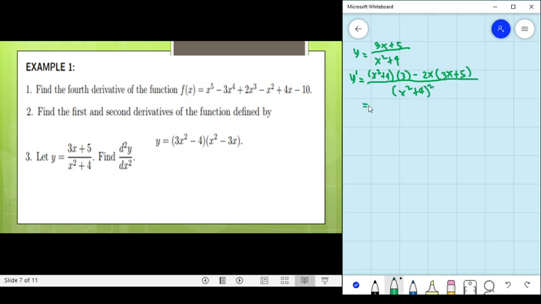Okay, simplifying the numerator, we now have 3 times x squared plus 4, then minus 6x squared minus 10x, all over x squared plus 4 squared. And this will give us the answer, which is negative 3x squared minus 10x plus 4 all over the square of the denominator, which is x to the fourth plus 8x squared plus 16. So this is our first derivative.